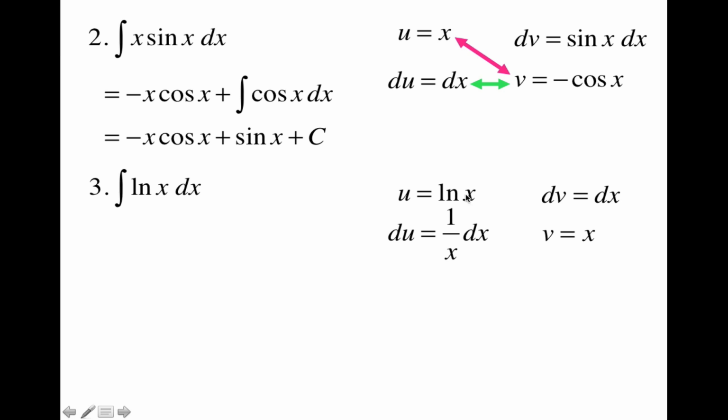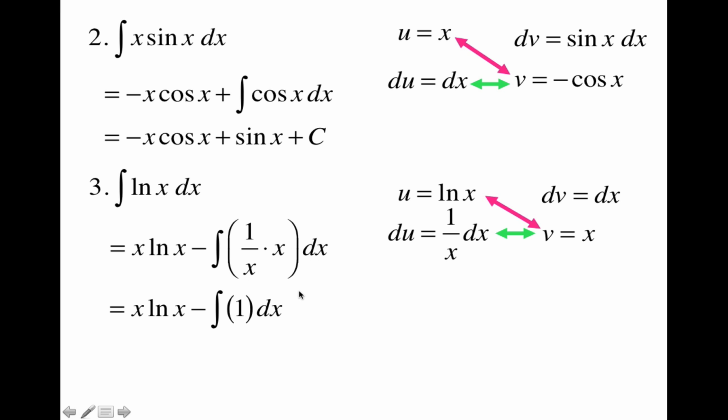Now I'm going to go ahead and multiply the u and the v and subtract the integral of v du. So when I set this up, I now have x times the natural log of x minus the integral of 1 over x times x dx. Notice these x's cancel, so that means I'm just integrating 1, which is just x. So the antiderivative of the natural log of x is x times the natural log of x minus x plus c.